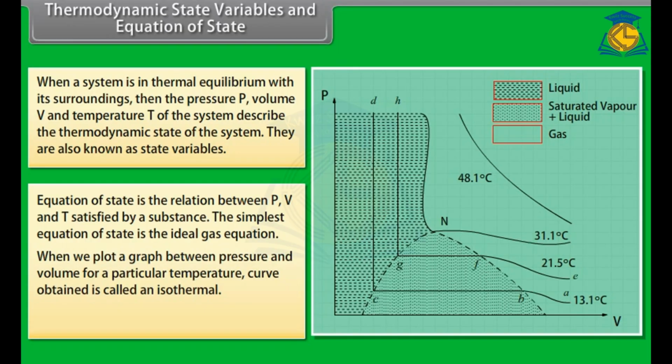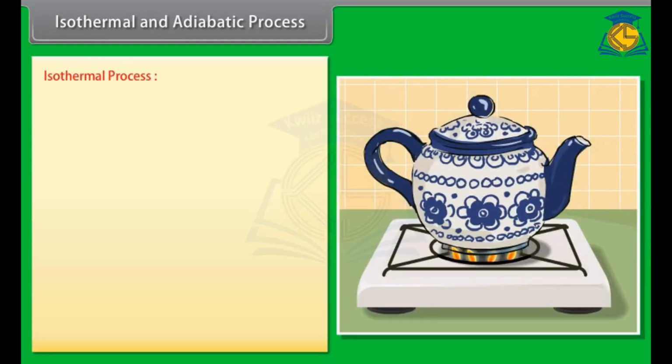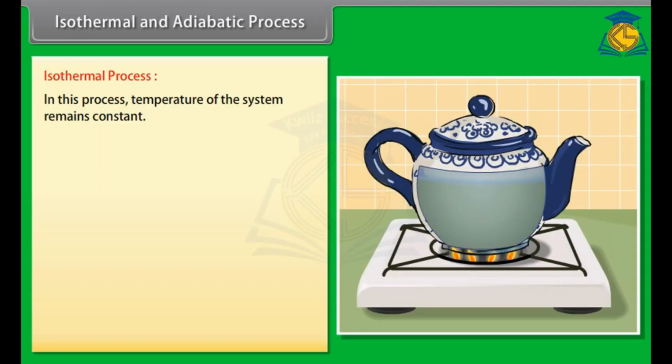When we plot a graph between pressure and volume for a particular temperature, the curve obtained is called an isothermal. Plot of different isothermals for CO2 is given in this graph. Isothermal and adiabatic process. Isothermal process. In this process, the temperature of the system remains constant.